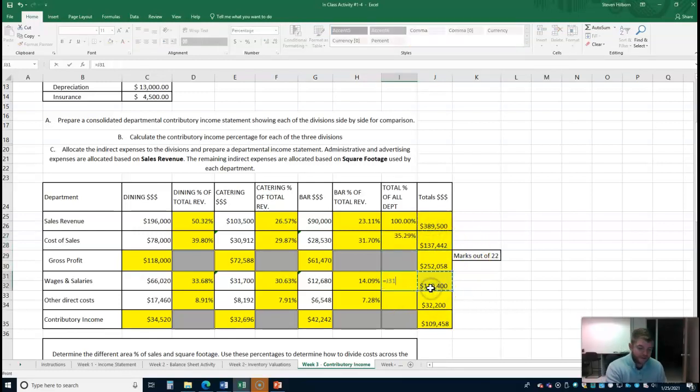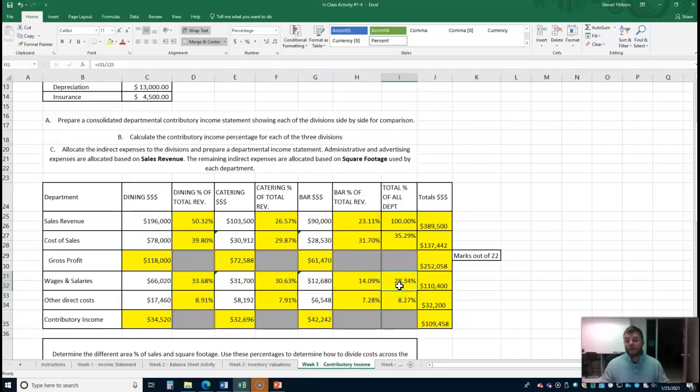So this will give us an average of all the departments as a whole. So on average, we spend about 35.29% of the cost of sales of the total revenue. Down here, we spend about 28% as our labor costs for the entirety of the whole building. And then our other direct costs are about 8%. Even though, you know, labor cost in the dining room is 33%, our labor cost in the bar is 14%.